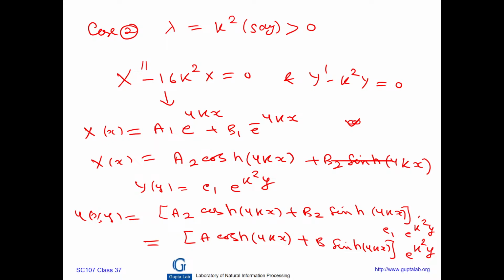When lambda is negative, a more interesting thing happens basically. So that's why that's an important case. But anyway, depending upon lambda, we have these two solutions. Now the third one, case 3, when lambda is minus k square, a negative number.